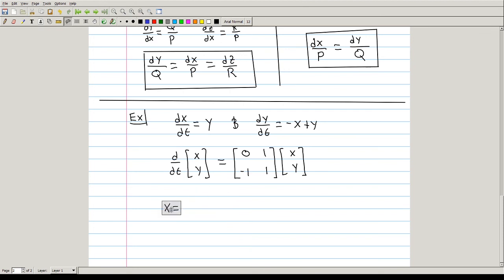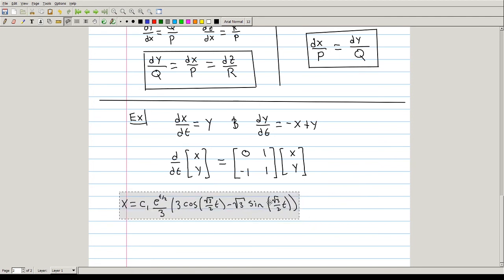It ends up being that x is equal to some constant c1 times e to the t over 2 over 3 times 3 cosine of square root of 3 over 2 t minus the square root of 3 sine of root 3 over 2 t, plus c2 times 2 over the square root of 3 e to the t over 2 times sine of square root of 3 over 2 t.